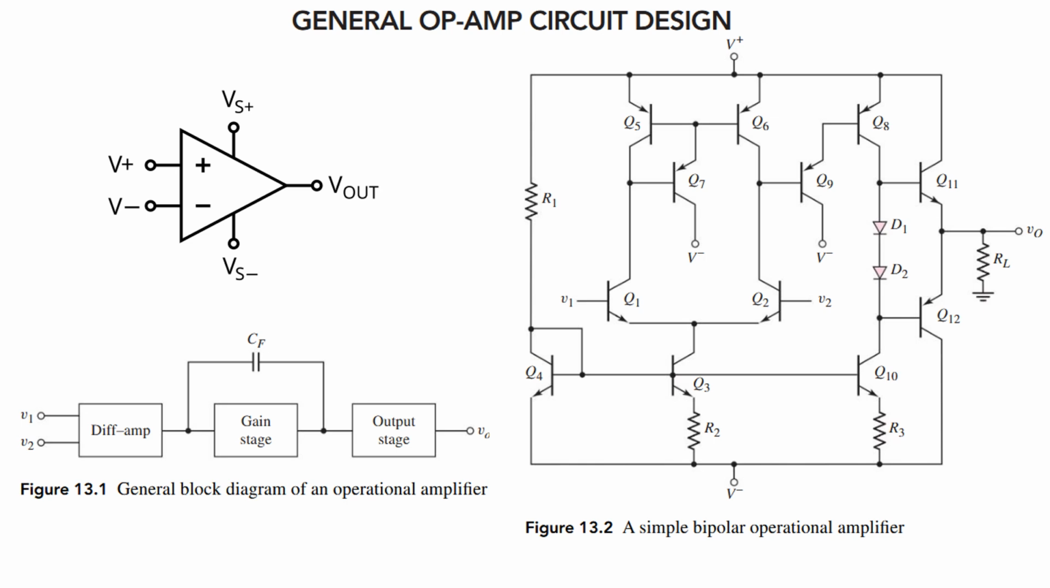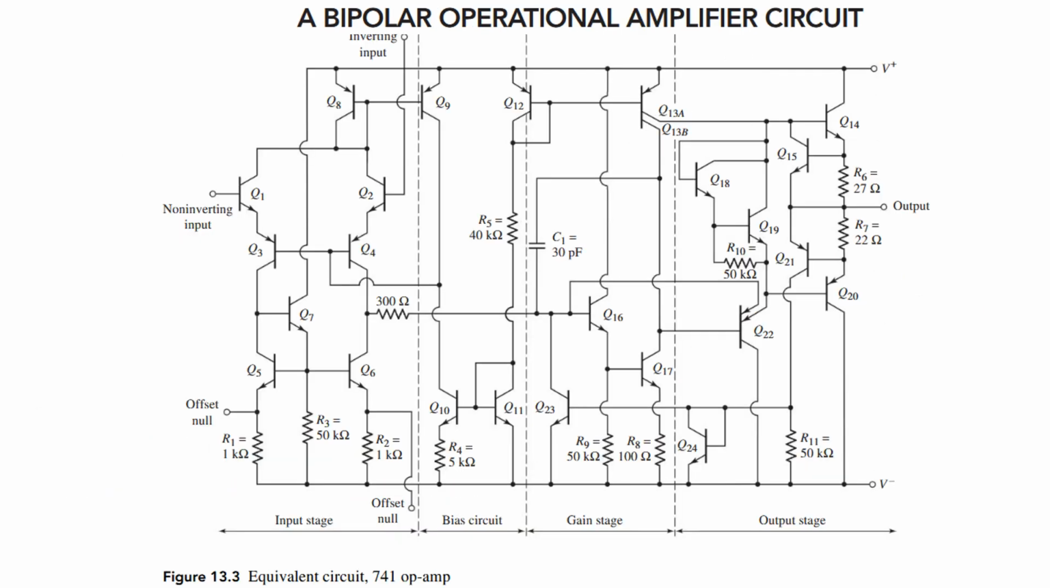Primarily your operational amplifier contains three stages. First is the differential amplifier. Second is the gain stage. Third is the output stage. The differential amplifier is the most important stage of this operational amplifier. Check the right side circuit, which is absolutely based on the differential amplifier, and this is the basic design structure of your operational amplifier.